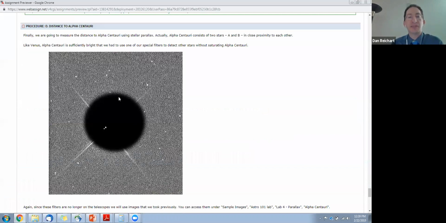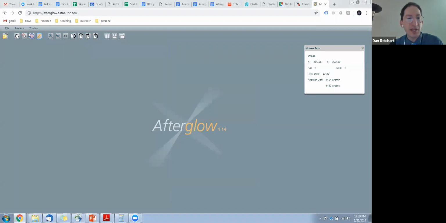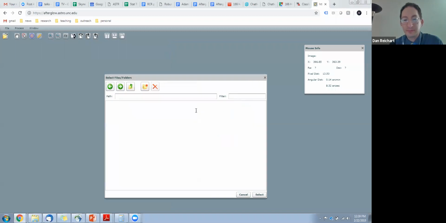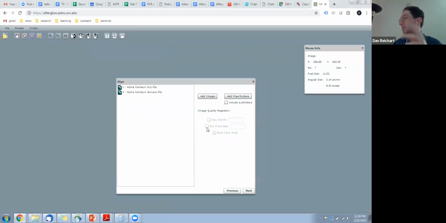So again, here's our special neutral density filter, so we can see the Alpha Centauri system and the background stars despite their vastly different brightnesses. And I'll just go through the step again. Can't hurt for you to see it one more time. Align the image. Back up. Sample 101, Lab 4, Alpha Centauri. Select these two. Now these are taken 6 months apart. This is why they couldn't do Venus, other than the fake filter, Venus being too close to the sun. Alpha Centauri, they can't do this because you observe it 6 months apart. That doesn't work in the lab setting, so it's also archival. And the asteroid's the part that's not archival.